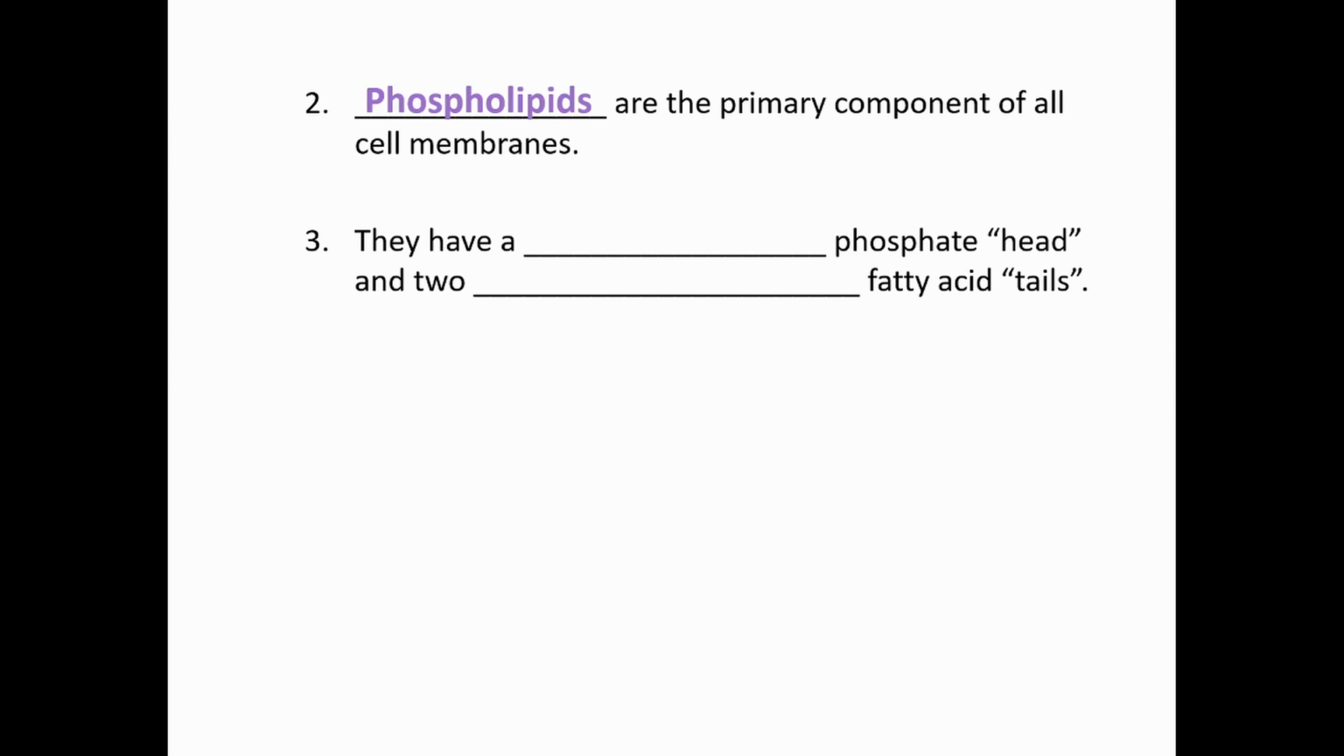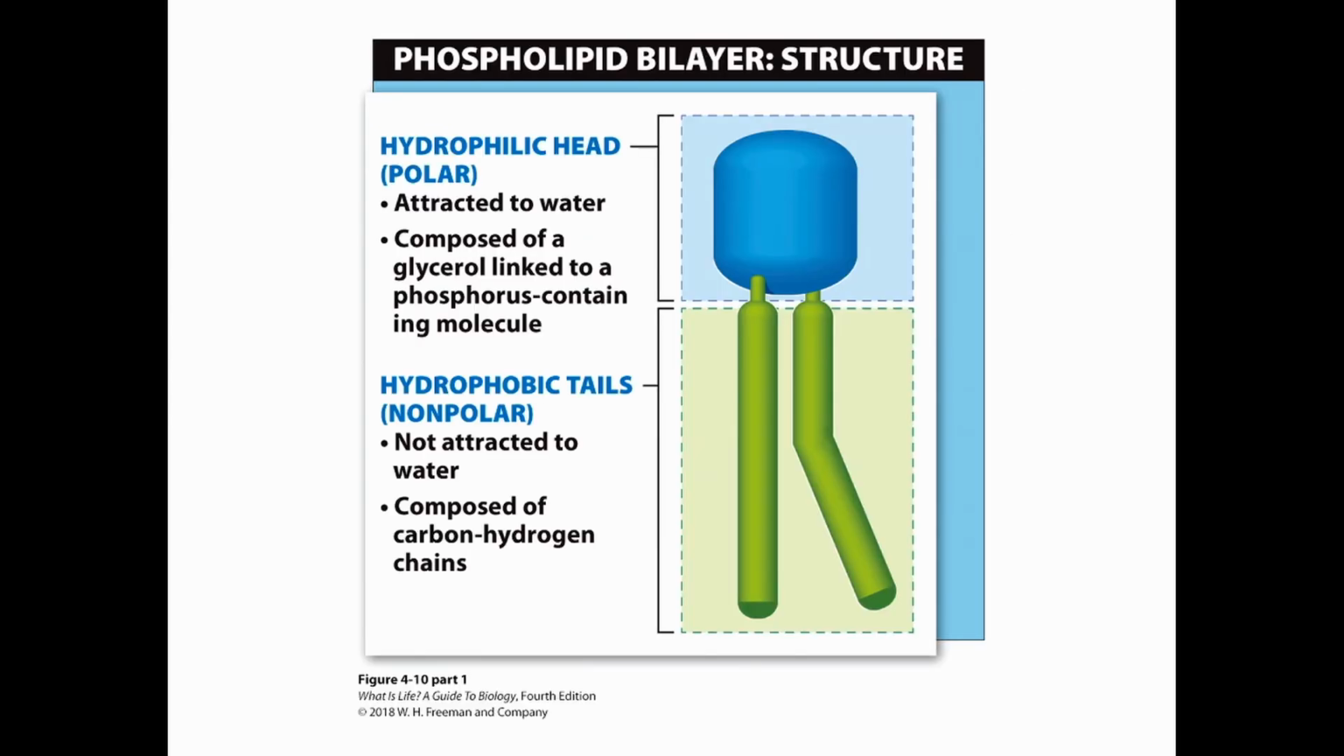The main component of the cell membrane is the phospholipid. The phospholipid is a really cool molecule because it has both a hydrophilic, or water-loving, phosphate head and two hydrophobic, or water-fearing, fatty acid tails. So we have this dichotomy where we have a portion that likes water and a portion that does not like water. So let's look at that.